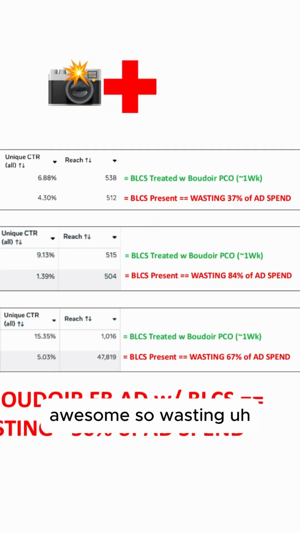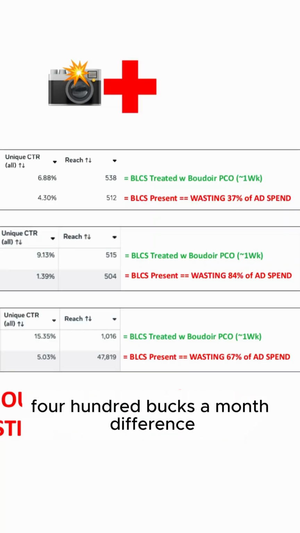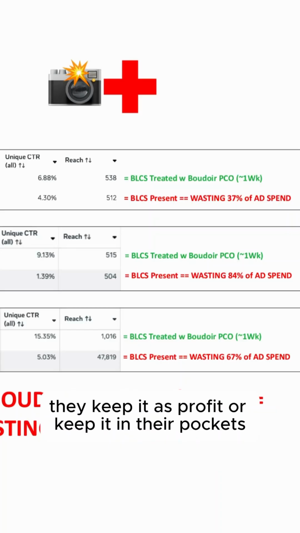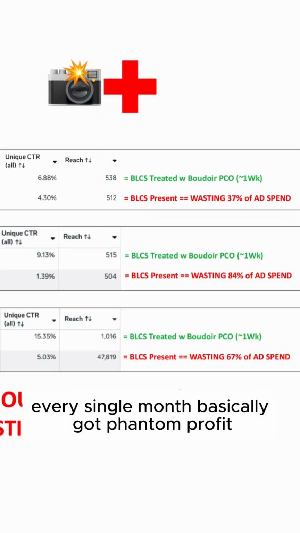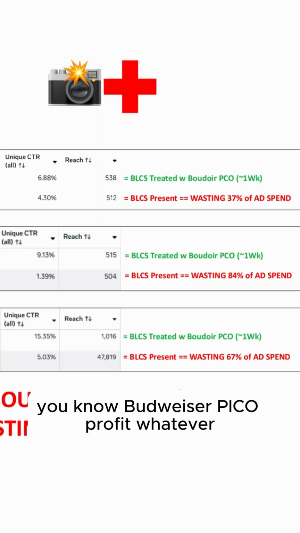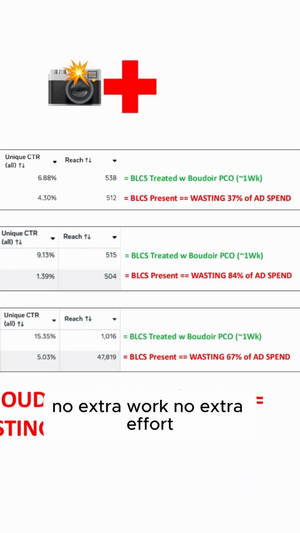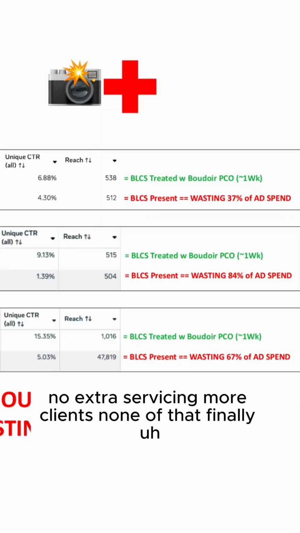Awesome. So that $8,400 a month difference that they no longer have to spend, they keep as profit, or keep in their pockets every single month. Basically a phantom profit, Boudoir Pico profit, whatever. At the end of 12 months, that's basically 100K extra in the bank. No extra work, no extra effort, no extra servicing more clients, none of that.